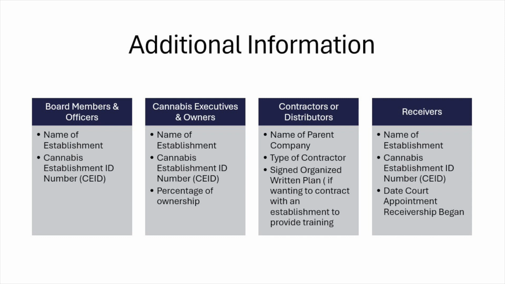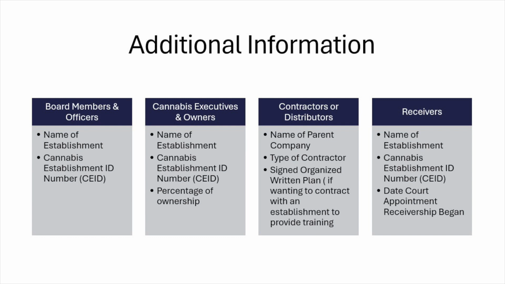Depending on what type of card you're applying for, you may need additional information. We'll go into more detail later in this presentation on some of these requirements. If applying as a board member or officer, you'll need the establishment name, Cannabis Establishment Identification Number, or CEID.